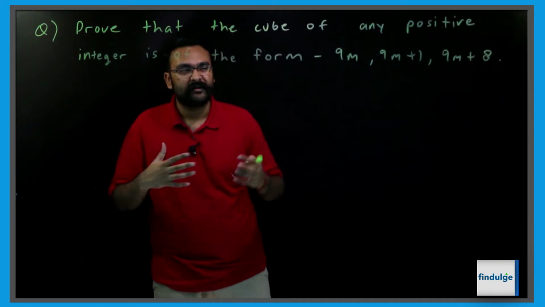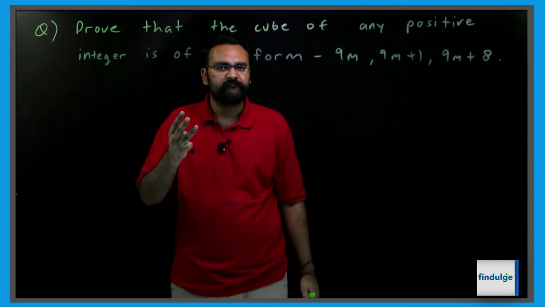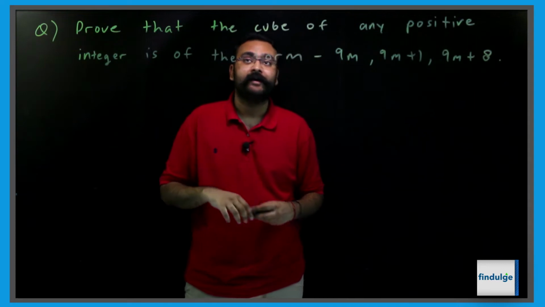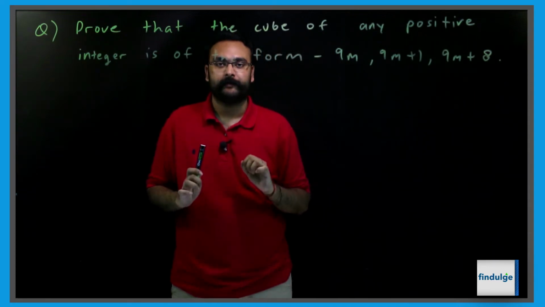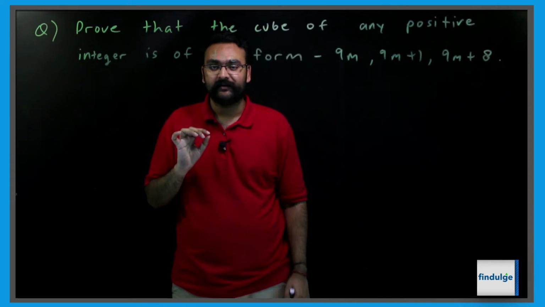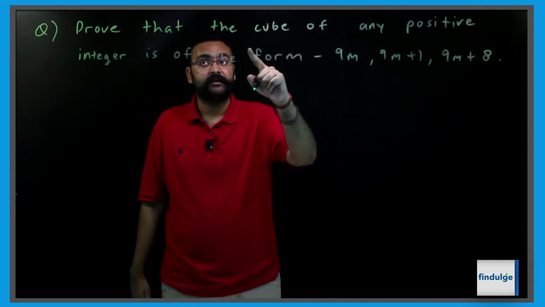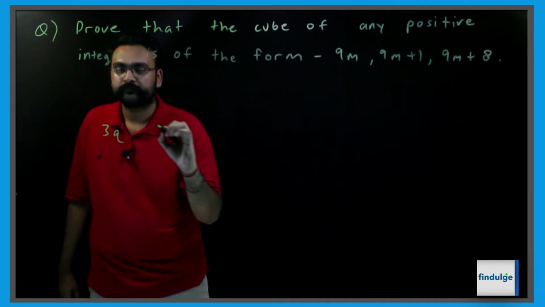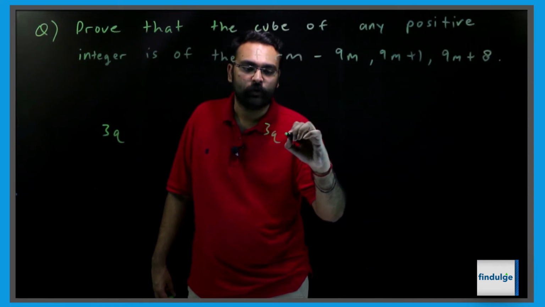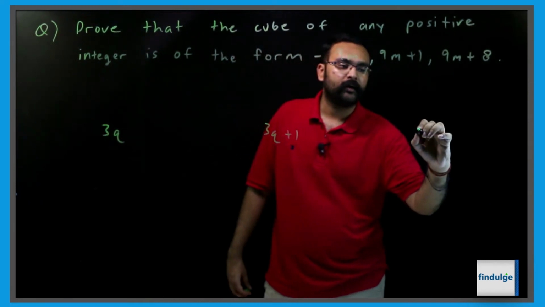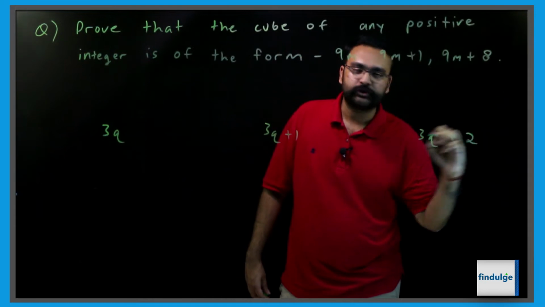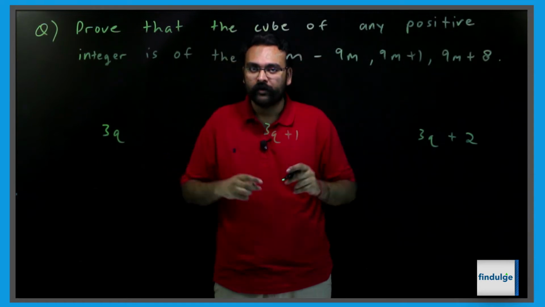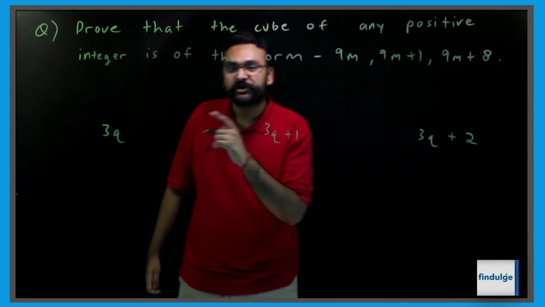So let's think. A factor of 9 is 3. In fact, 9 is 3 square. So let's try and prove this question taking our b to be 3. Now if our b is 3, that means our integer is of the form 3q, 3q plus 1, or 3q plus 2. Now we're talking about the cube of any positive integer. So let's cube all of them.